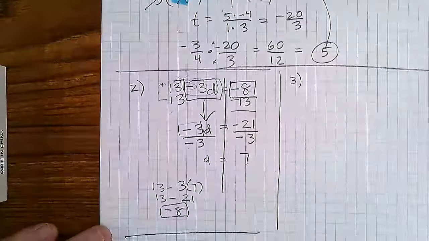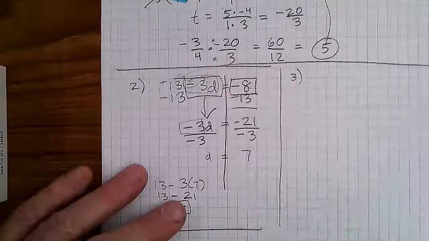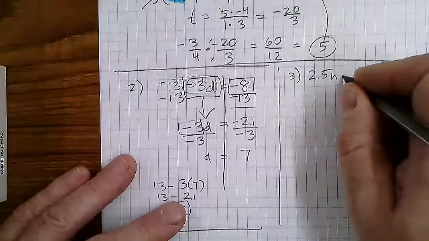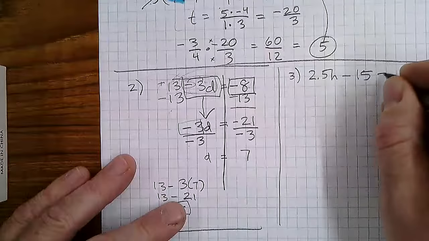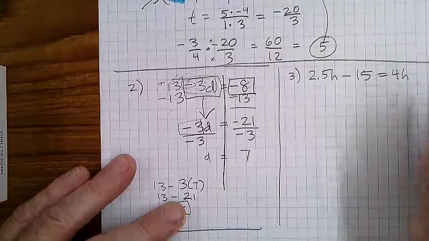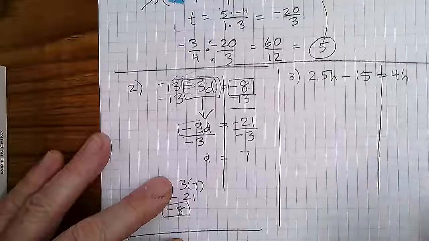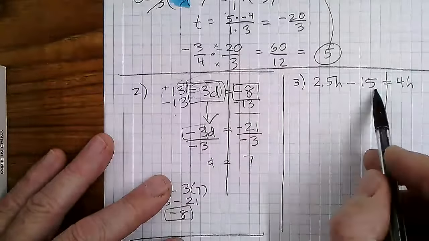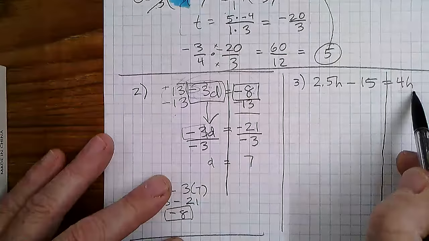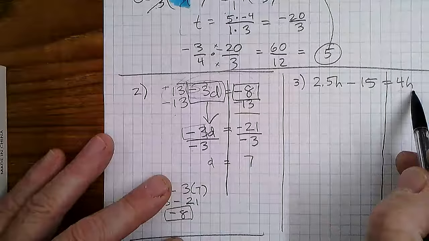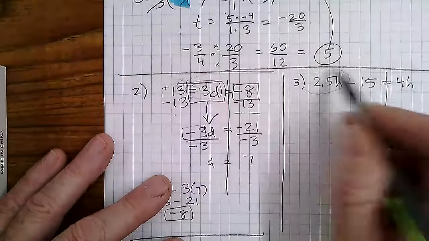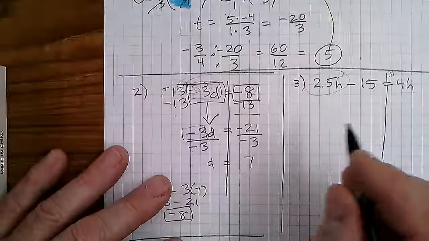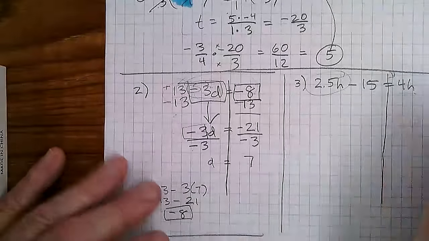All right, so problem 3. Let's do 2.5h minus 15 equals 4h. All right, so numbers and variables. It looks like I've got a variable and a number over here, and then I've got just a variable on this side. So it would probably make more sense to move this over here because then everything's separated. And that's kind of how you determine it when it's lopsided like this.